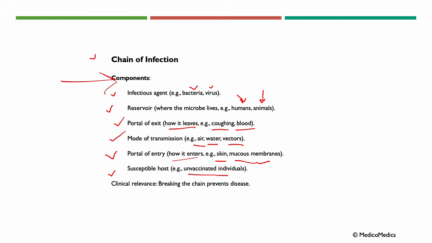And the idea is that breaking this chain will prevent diseases. So think of the chain of infection as a sequence. If we can break one of these links, it would be a potential way to stop the disease from spreading. For example, if we're dealing with an airborne transmission, then we can wear a mask.